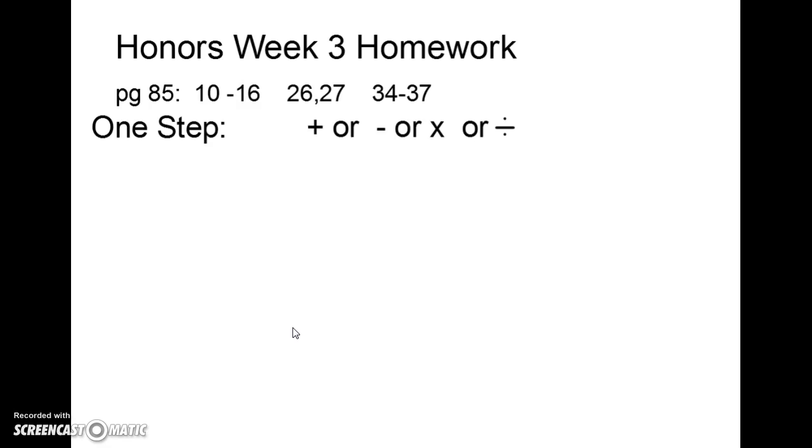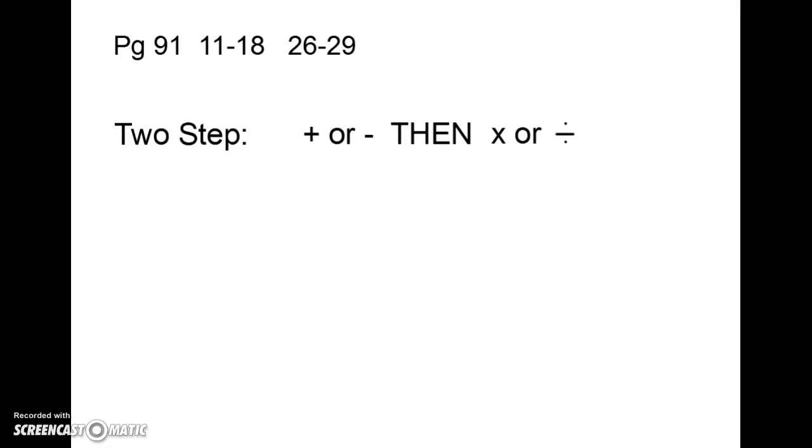So the page 85, the different numbers are solved with one step. That's where we're going to use addition or subtraction, multiplication or division, depending on what's happening with x. The page 91, that's our two-step. Make sure we're doing it in the proper order here, where we take care of that addition or subtraction first, and then we take care of our multiplication and division.